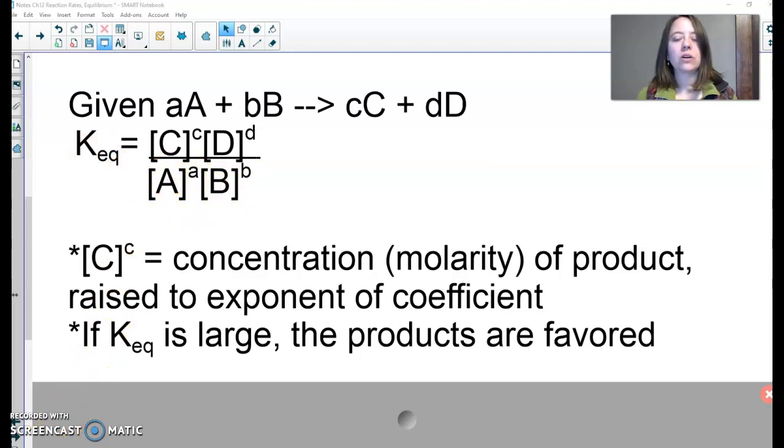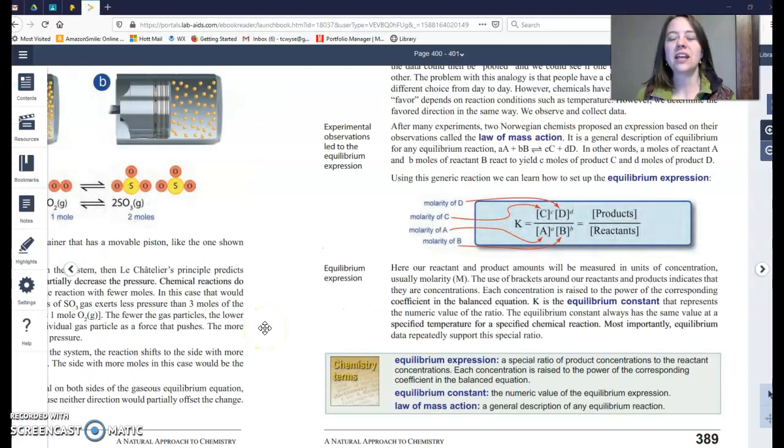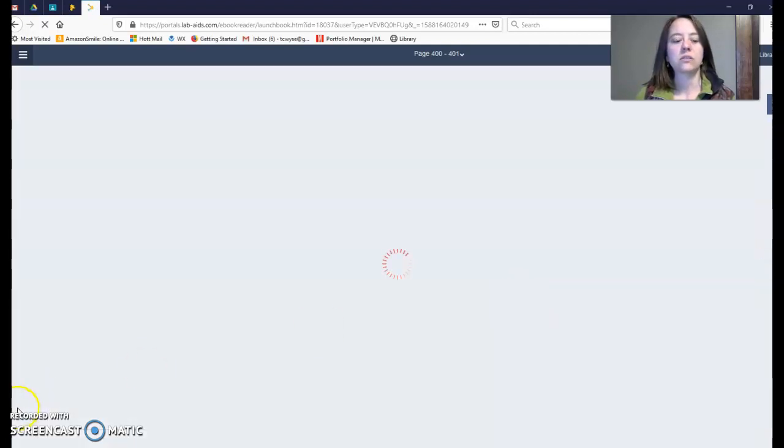Let's take a look at our book. Looking at page 389, we see that our equilibrium constant is equal to the concentration of product C raised to its coefficient, the concentration of product D raised to its coefficient, all divided by the concentration of reactant A raised to its coefficient times the concentration of B raised to its coefficient. Let's look at that with some numbers on the next page, 390.